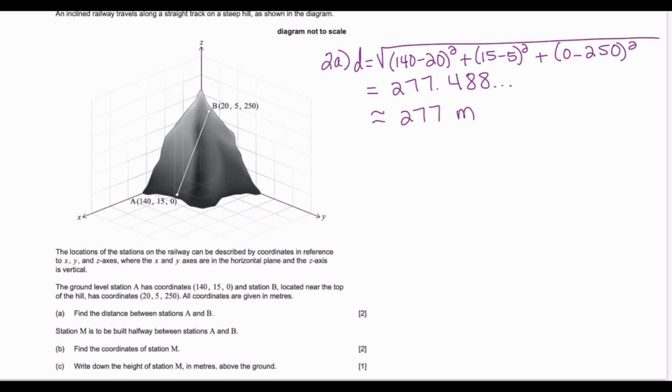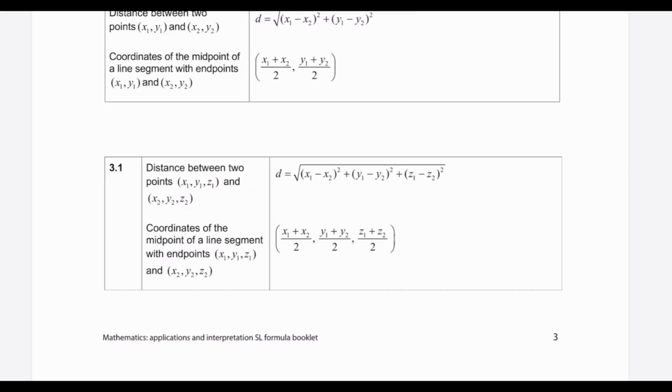Then it says station M is to be built halfway between stations A and B. Find the coordinates of station M. So they already had us find the distance formula. Now they're going to ask us to find the midpoint formula. So for the midpoint, we are going to do exactly the same thing. If you remember from the formula packet, we're going to do x1 plus x2 divided by 2, comma, y1 plus y2 divided by 2, etc.